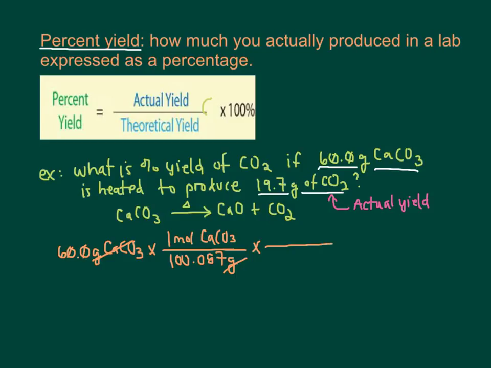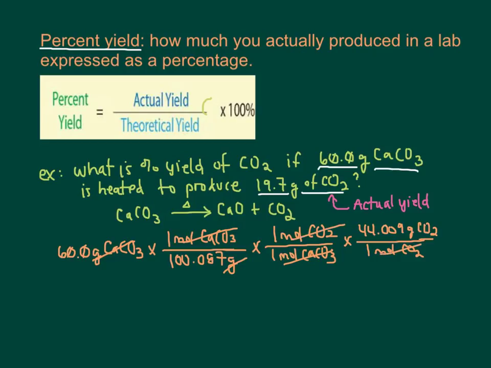And then we're going to use the mole ratio from our equation, which happens to be 1:1 mole of calcium carbonate to carbon dioxide to get us to moles of carbon dioxide. And then, of course, we want grams, so we can calculate our percent yield. And a mole of carbon dioxide has a molar mass of about 44.009 grams. So that'll get us to grams of carbon dioxide, which happens to be 26.4 grams of CO2 in theory, right? So that's our theoretical yield. We got that from stoichiometry, from doing a calculation.